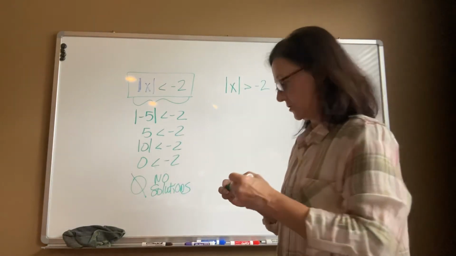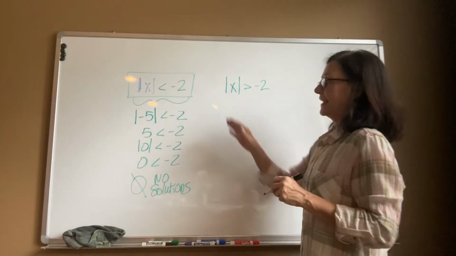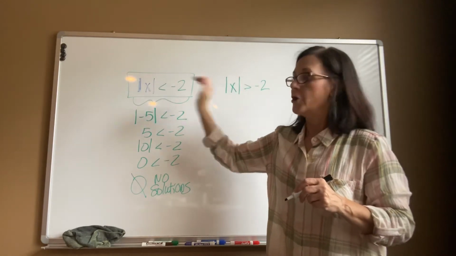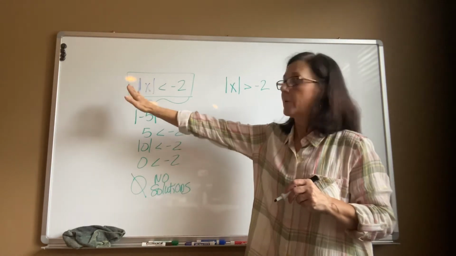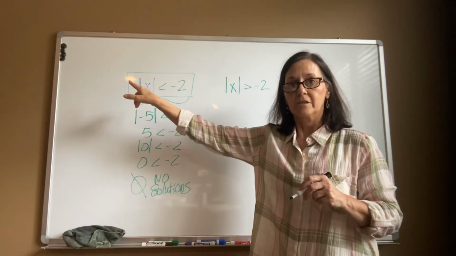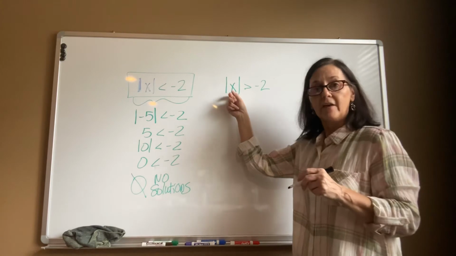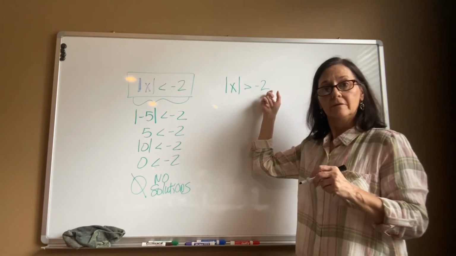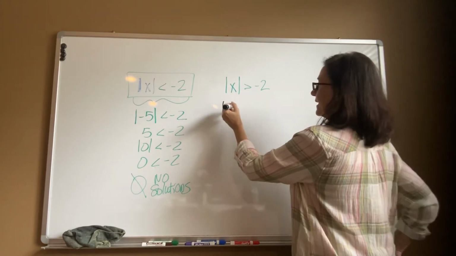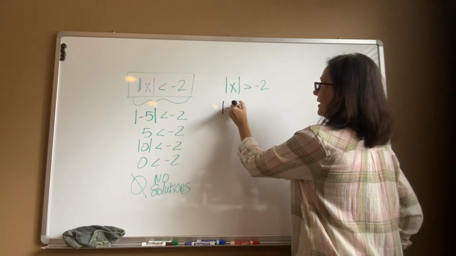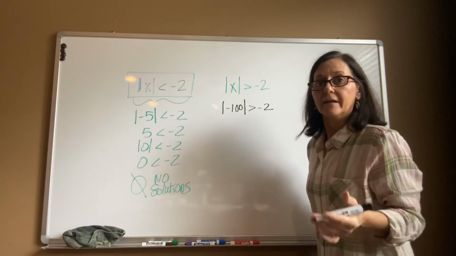Okay? No solutions. That's a little light, isn't it? I'll go back to black. Okay? Now, that's less than a negative number, no solutions ever. Okay? Because you will always end up with a positive value once you take the absolute of whatever's inside the bars. Okay? Now, absolute value of anything greater than a negative number. Look at this. No matter what I place in here, let's say -100 greater than -2. -100 is clearly not greater than -2.